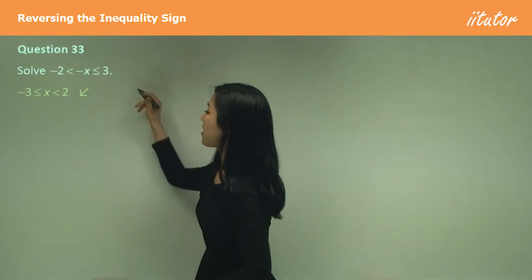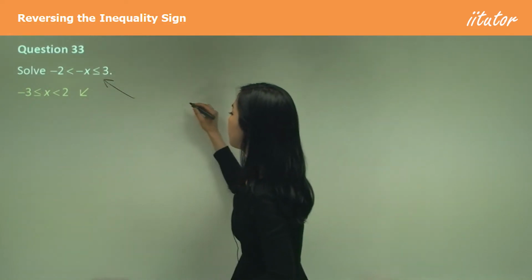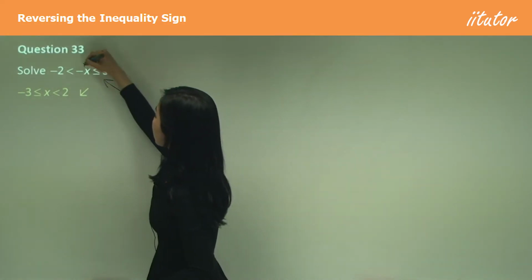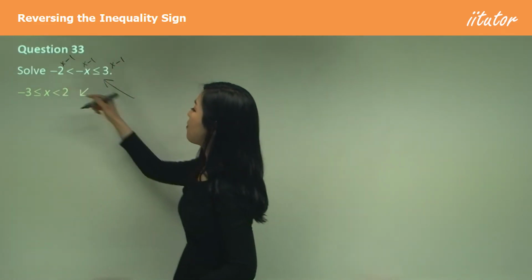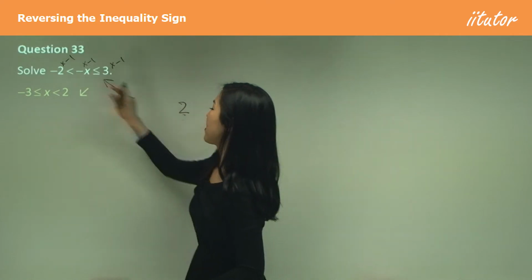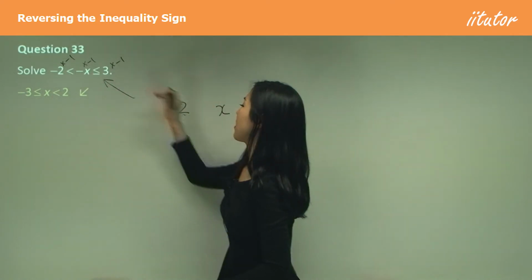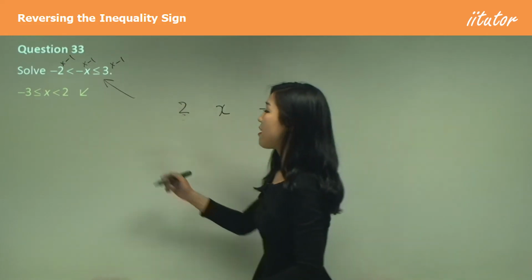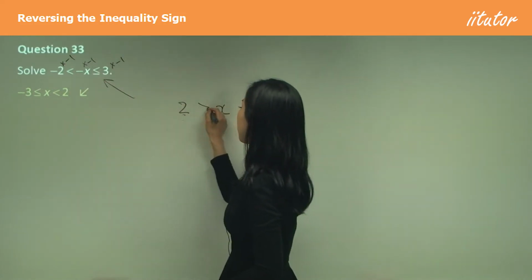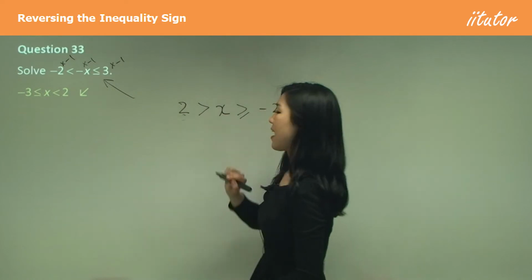Watch here, guys, for those who are not really sure. I'm multiplying everything by -1. So that becomes 2, and that becomes x, and that becomes -3. And because I'm multiplying by a negative, I switch the sign. So that becomes like that and like that.